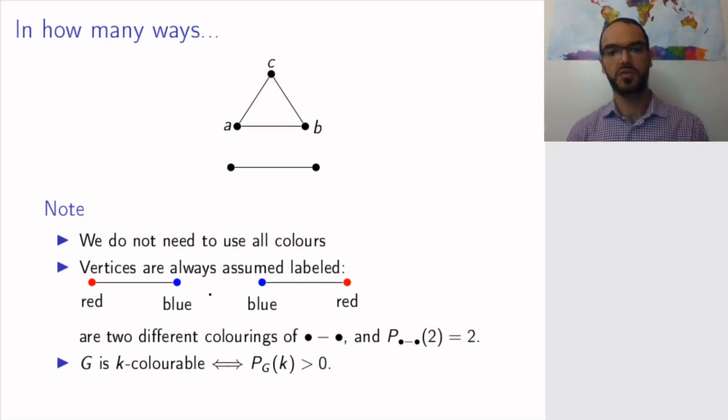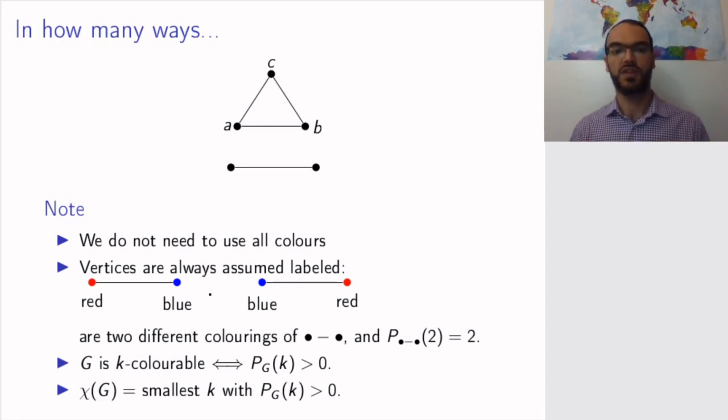Another thing that you saw in this example is that being k colorable means precisely that this number is positive. It's not 0. And the chromatic number, remember, that was the smallest number of colors that you can use to color a graph. It's going to be the smallest k such that P_G of k is greater than 0. The smallest k with a positive number of colorings of the graph we are looking at.